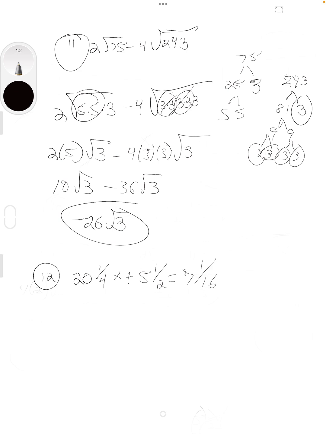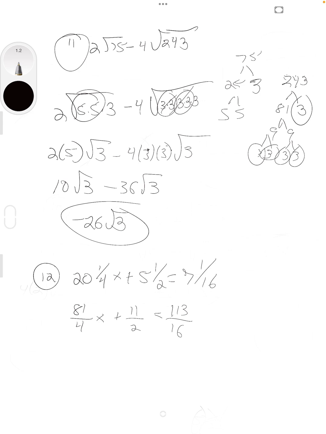And the question is, what's x? First of all, get rid of the fractions. So 20 times 4 is 80. So I have 81/4 x plus 11/2 equals 7 times 16 is, on your calculator, it says 112 plus 1 is 113/16. If I get a common denominator, I don't have to use fractions.